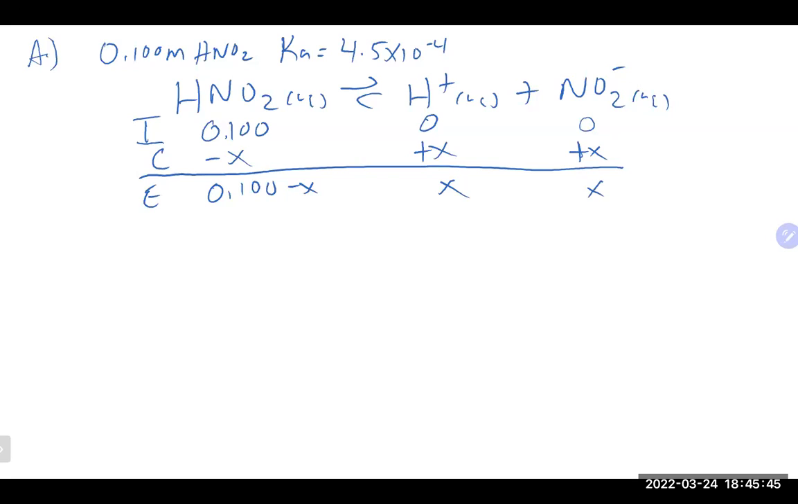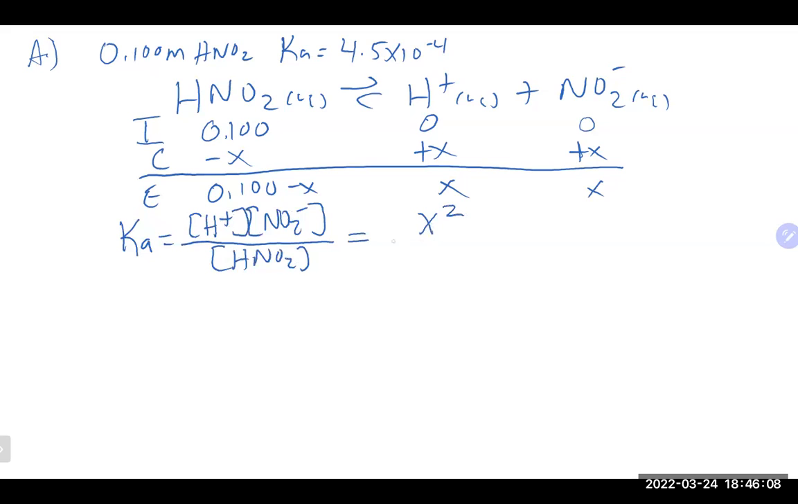Any questions on the ICE table here? This obviously will go into our Ka expression, which in this case is the H plus concentration times the nitrite, all divided by the nitrous acid. Again, obviously, no water involved here. We are going to put our equilibrium line in like normal. So that's going to give us x squared up on top, 0.1 minus x on the bottom. And that will equal our Ka value of 4.5 times 10 to the minus 4.